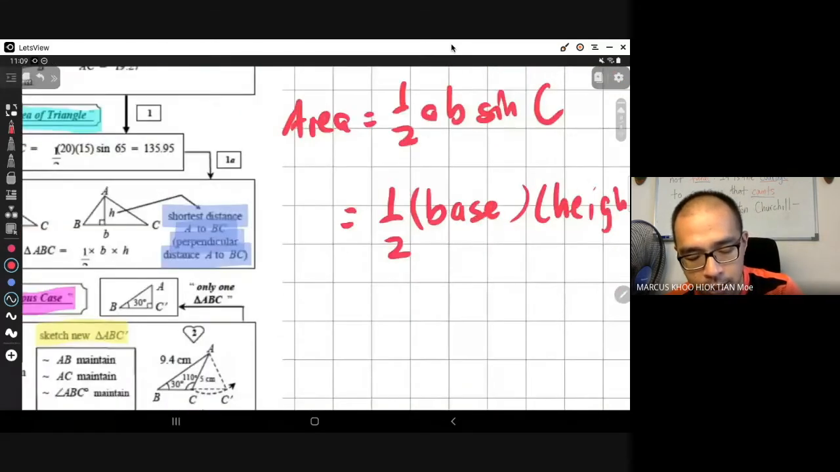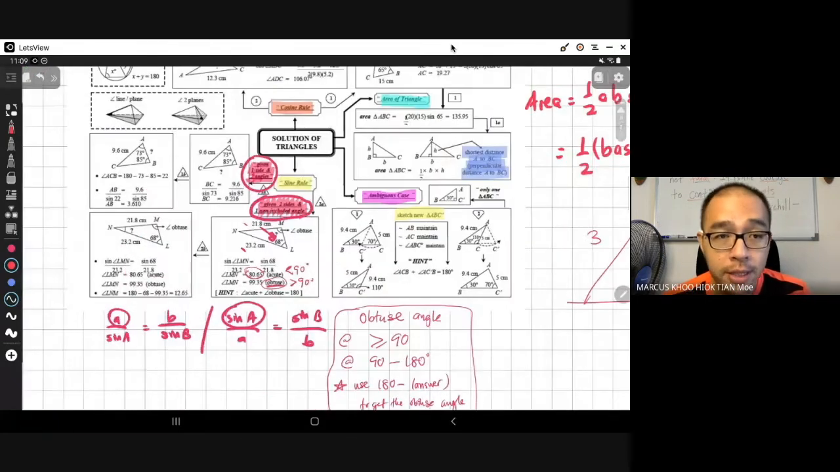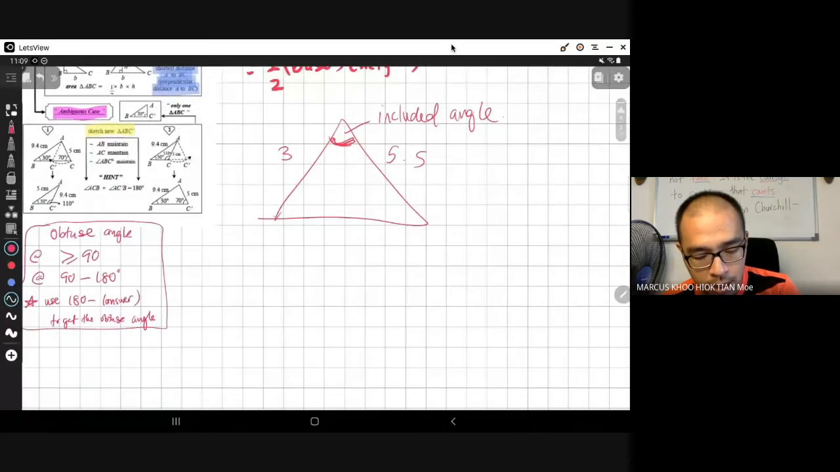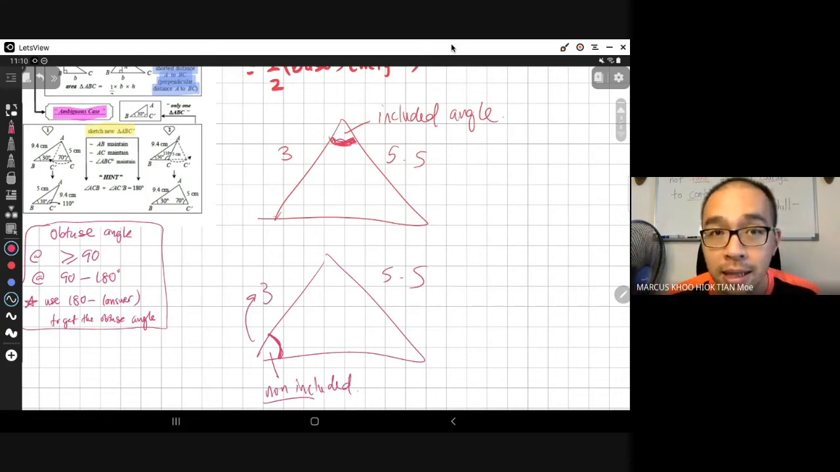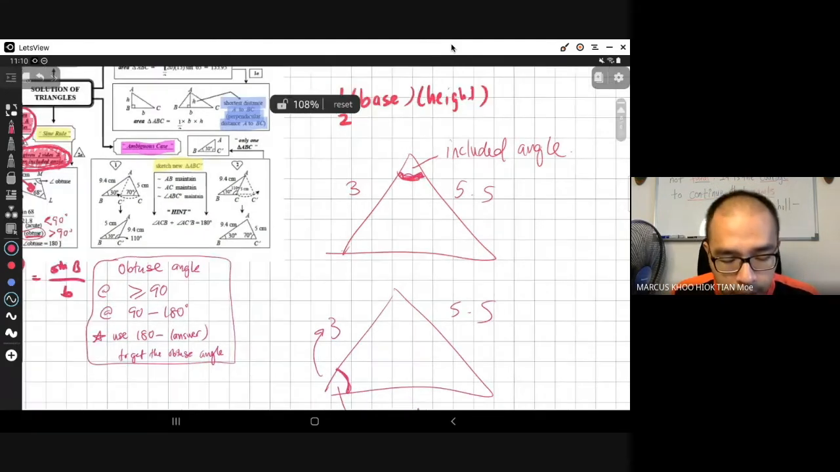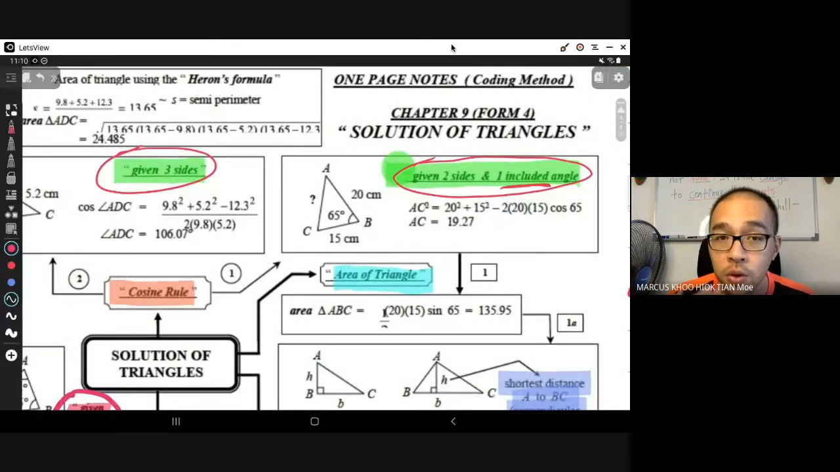Included angle means, let's say I give you the triangle like this: 3, and this one is 5.5. This is the included angle. Then you use the cos rule. If it is like this one, given two sides and a non-included angle, where this is 3, this is 5.5, and I give you this angle, this is non-included, because it only touches the 3. It doesn't touch the 5.5. So the included angle means the angle touches both the sides that are given to you. So in this situation, if I give you 3 sides, or 2 sides and one included angle, then we use the cos rule.